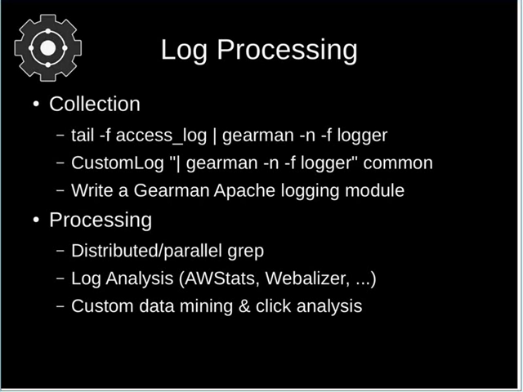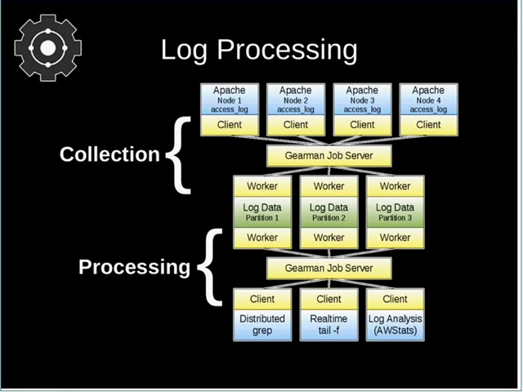So looking at how this would be laid out, the first portion here is just the log collection, and this is essentially what we were just talking about in the last slide. You have your Apache nodes all logging to an access log. Those act as Gearman clients shoving log entries into the job server. Then you have some set of workers that are pulling those entries out of the job server and also writing them to the log on this custom set of machines.